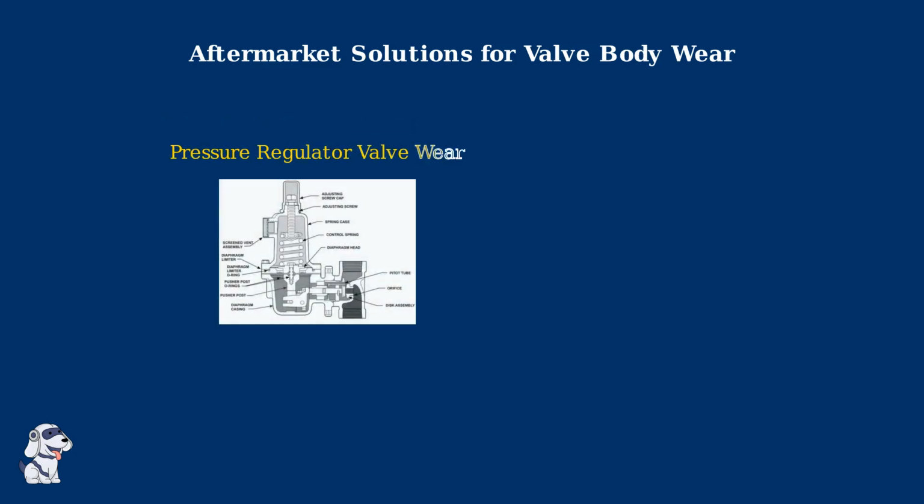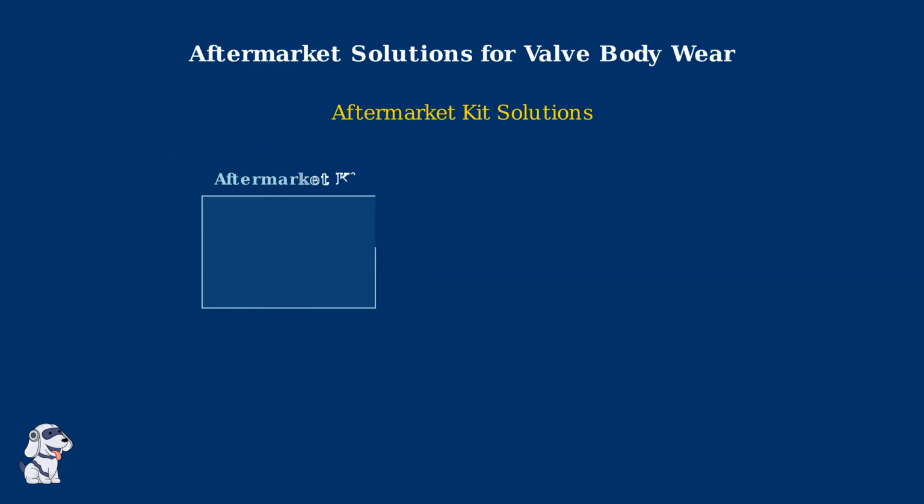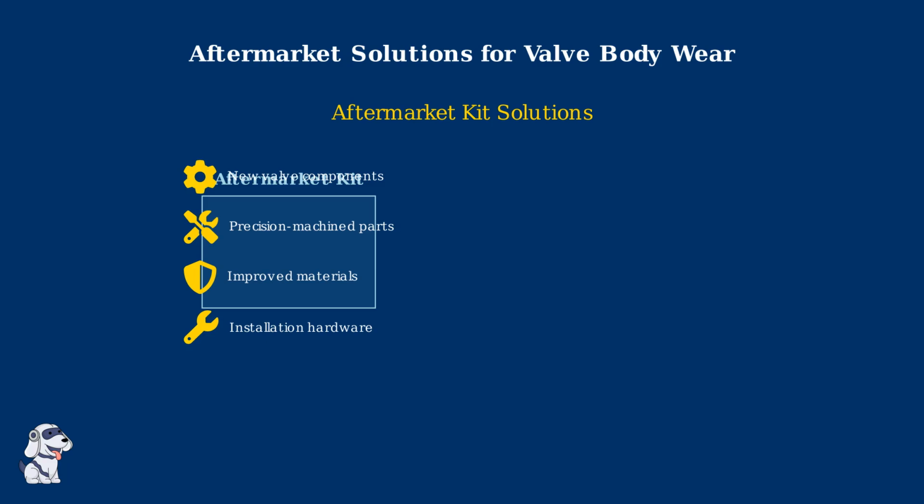The pressure regulator valve is particularly susceptible to wear. Critical components like the control spring, diaphragm assembly, valve bore surfaces, and orifice passages can all be affected by contamination and normal wear over time. Aftermarket kits provide comprehensive solutions for valve body wear. These kits include new valve components, precision machined parts, improved materials, and installation hardware needed for proper repair.